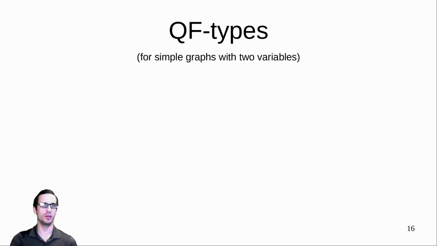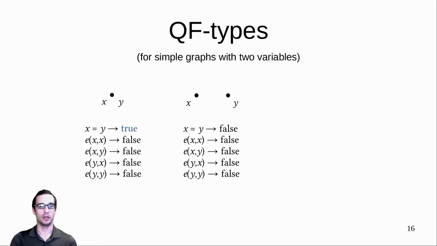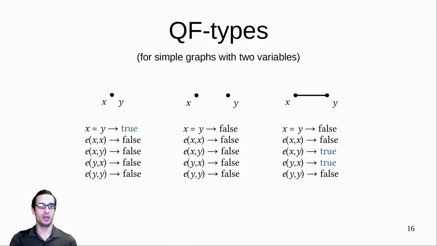As an example of concrete QF types, let's look at what they are for this example of simple undirected graphs with two variables. In this case, we have three QF types. One where x is equal to y, one where x is not equal to y, but there's not an edge between them, and one where x is not equal to y and there is an edge between them. And because these graphs are simple and undirected, these are the only QF types that can appear.